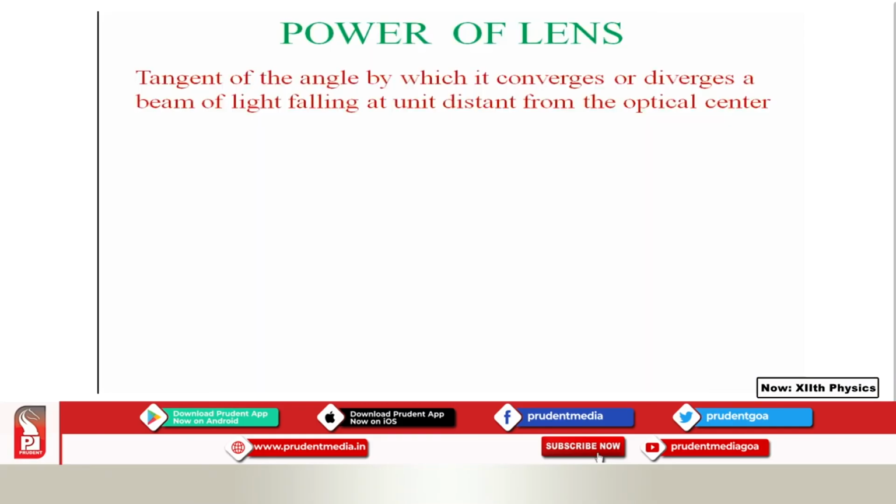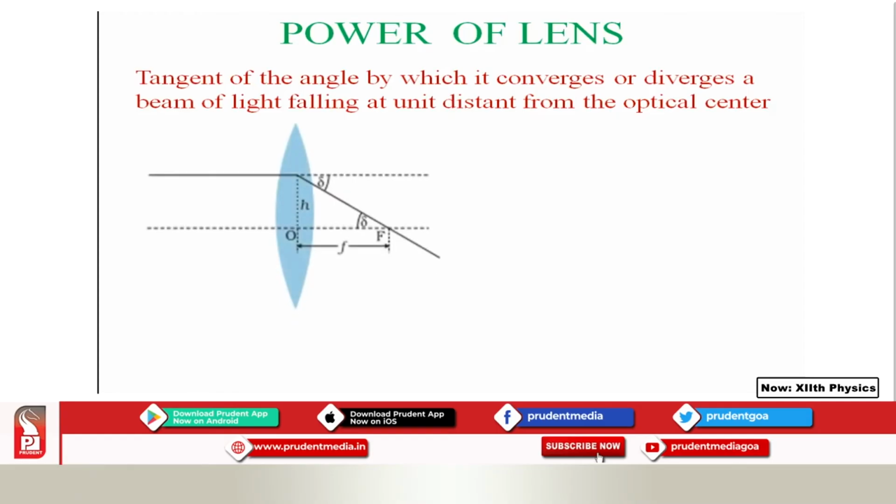Now, a few small things: how to get the power of a lens. How do we know the power of the lens? So, the simplest definition is that we take the tangent of the angle by which it converges or diverges a beam of light.